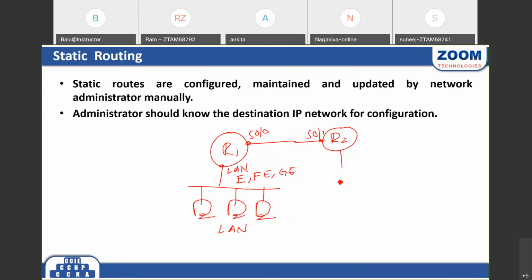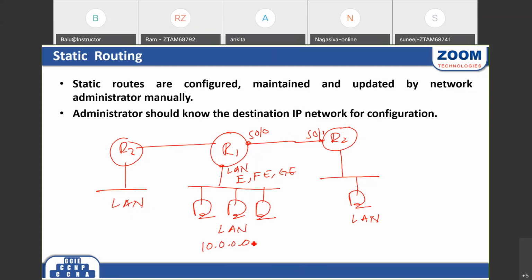Condition number three: R1 LAN and R2 LAN, R2 LAN and R3 LAN, R4 LAN, all LANs should be in different network addresses, right? What happens if there is no different network address? Say R1 is a 10.0.0.0 network. If R2 also is using the 10.0.0.0 network, what happens if you are not following the condition? You know what happens here?